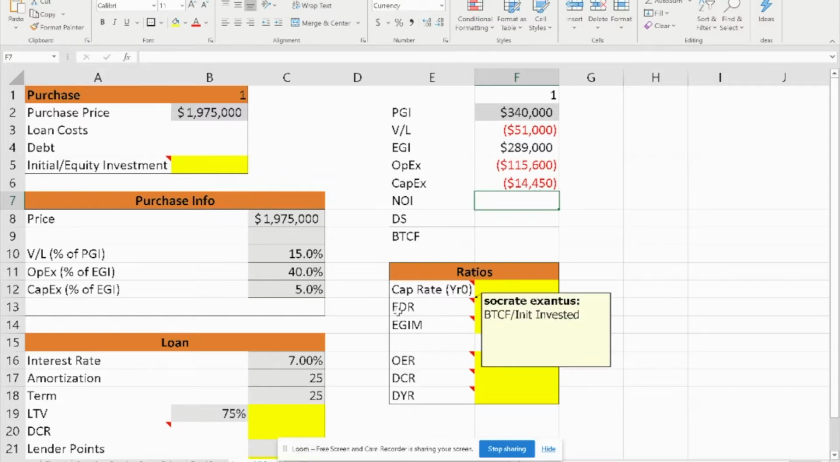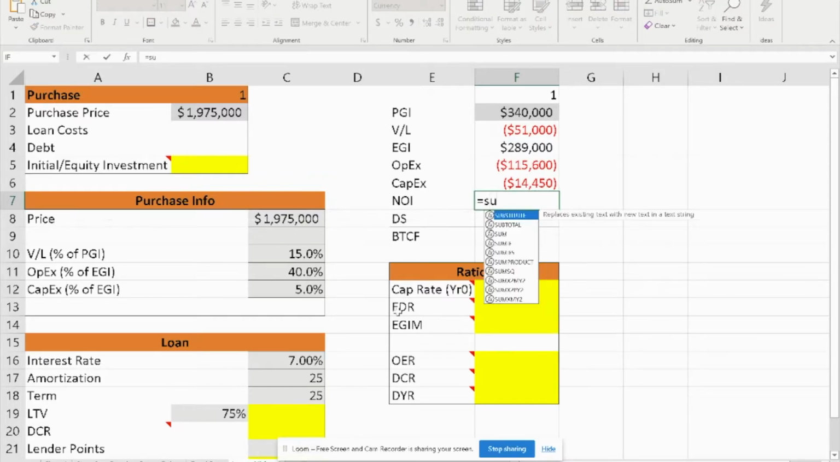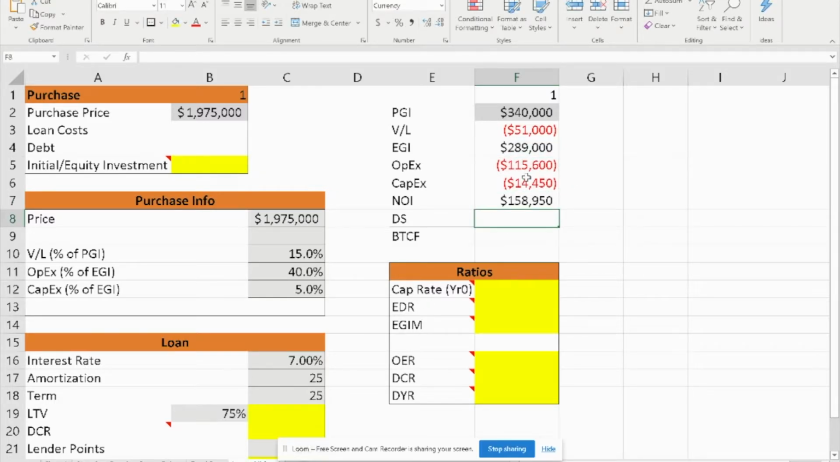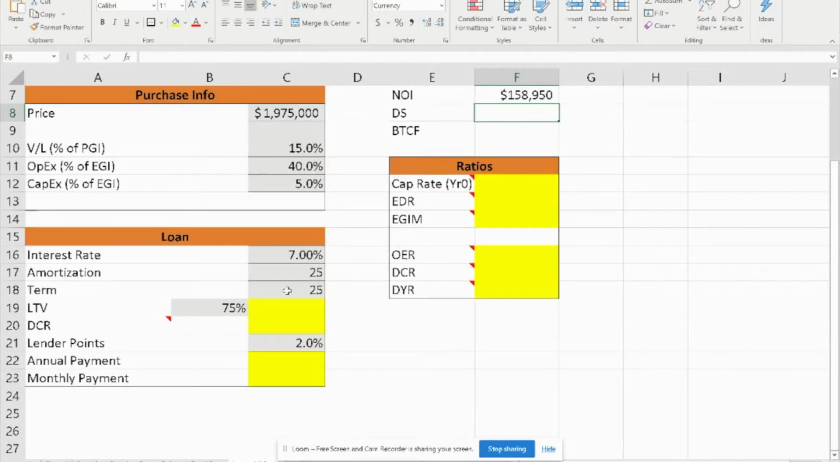And to calculate NOI, we simply sum your EGI and your CAPEX and OPEX. If you do that, you should have this for your NOI. Now, to calculate debt service, we've got to go back here to calculate the loan information. The first step to do so is to calculate the loan amount from the LTV. The LTV we're given at 75% is equal to 75% of the purchase price. So the debt is $1,481,250.